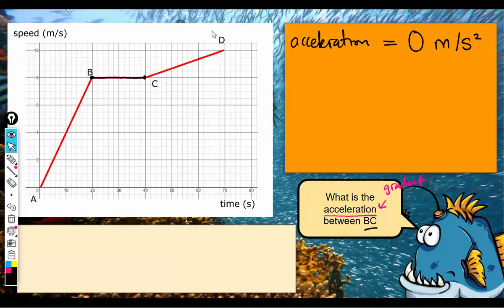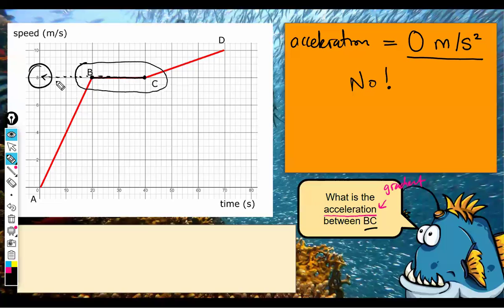Quick question. If something has an acceleration of 0, does that mean it has stopped moving? Like it's a stationary object? Well, what are your thoughts on that? The answer is no, right? Something can have an acceleration of 0 and still be moving. And I can prove that from the graph. Between B and C, the acceleration is 0. But how much is the speed? It still has a speed of 8.